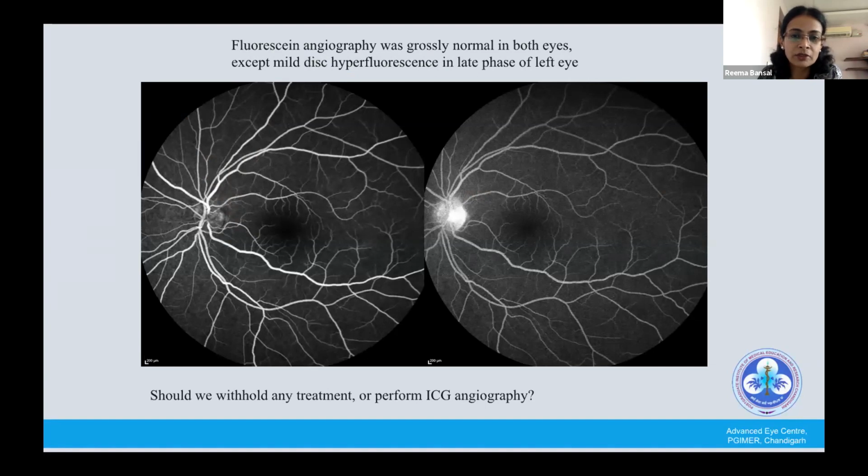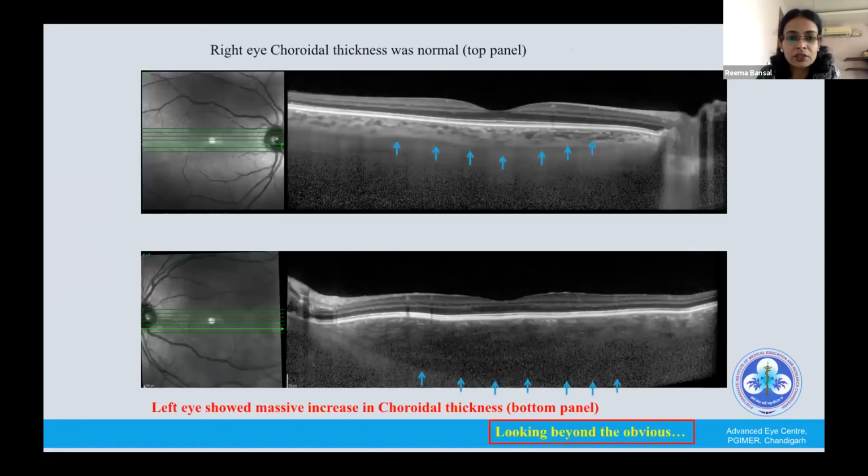So should we do any treatment? Do we do ICG, or what do we do? How do we go ahead? We do an EDI OCT, and we find that in the top panel that you see, the right eye choroidal thickness was normal, but in the bottom panel, you see that in the left eye, there was a massive increase in the choroidal thickness.